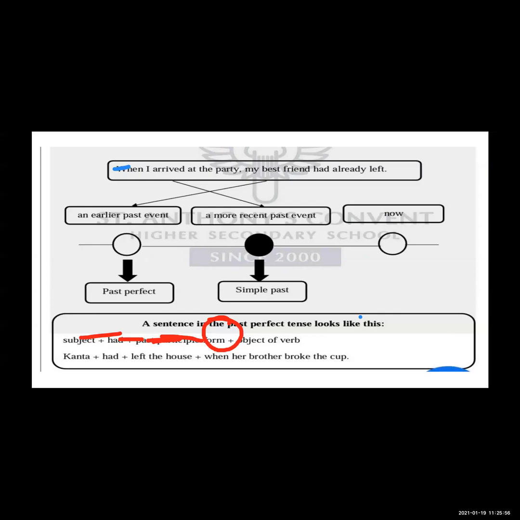Now see, when we join the sentences by using when, when her brother broke the cup. Her brother is the subject. Broke is the second form of verb and the cup is the object. Okay. So here you can see simple past tense and past perfect tense also.